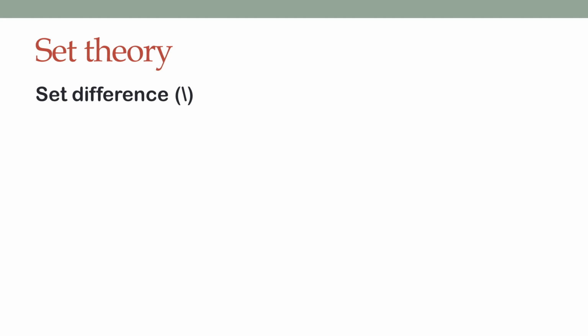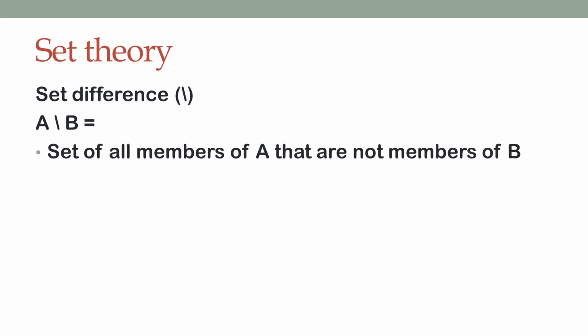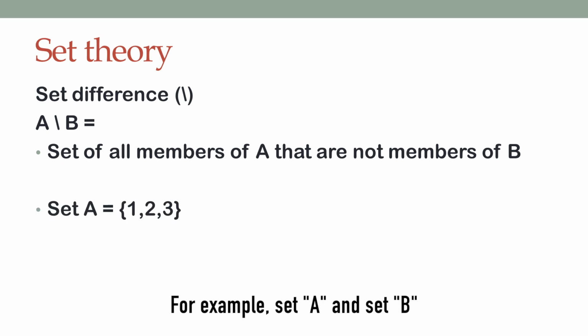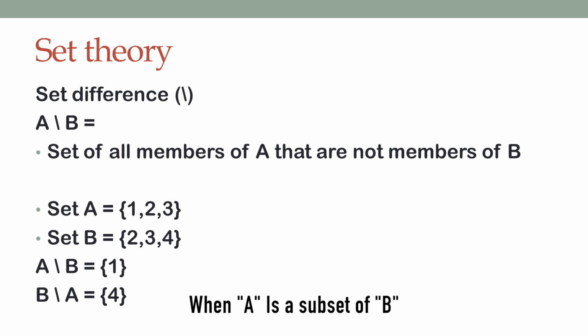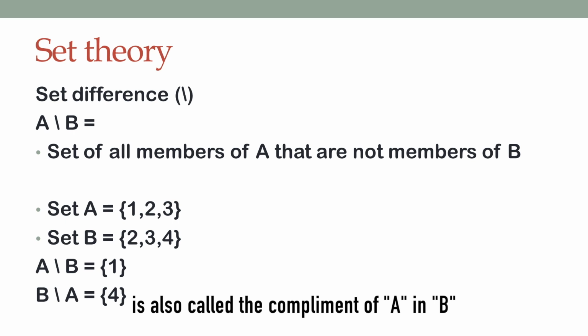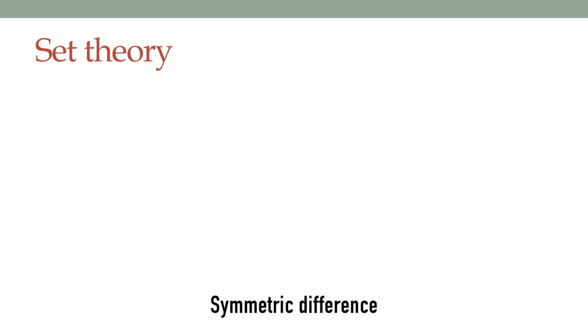Set difference. The set difference of A and B is the set of all members of A that are not members of B. For example, set A and set B. The set difference of A and B is {1}, while conversely, the set difference of B and A is {4}. When A is a subset of B, the set difference of B and A is also called the complement of A in B.